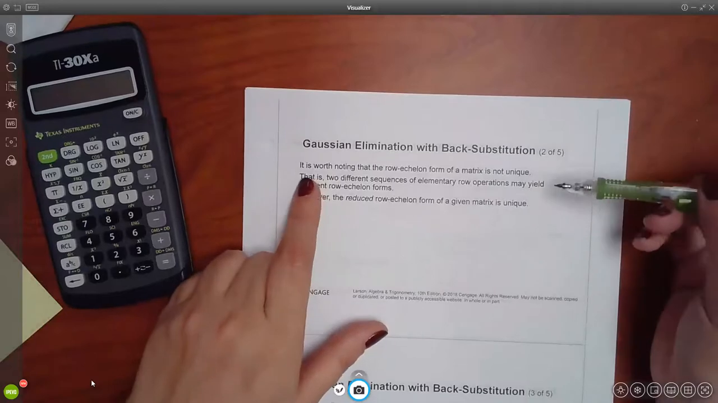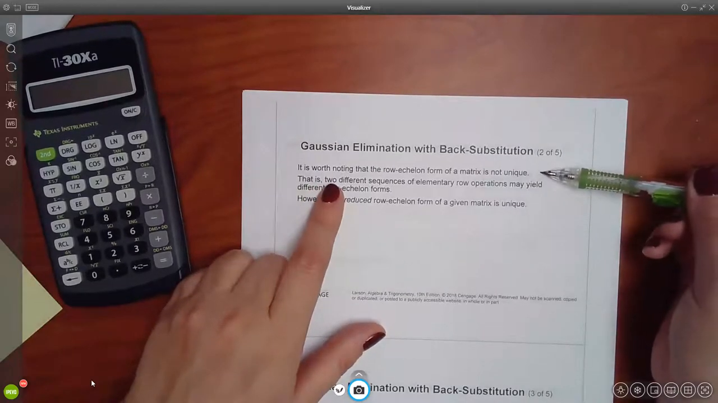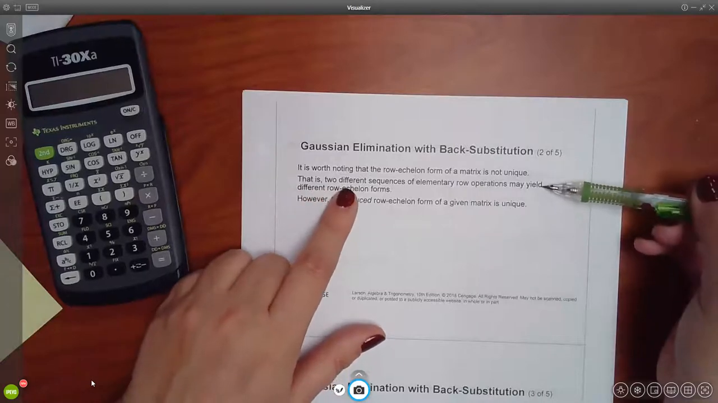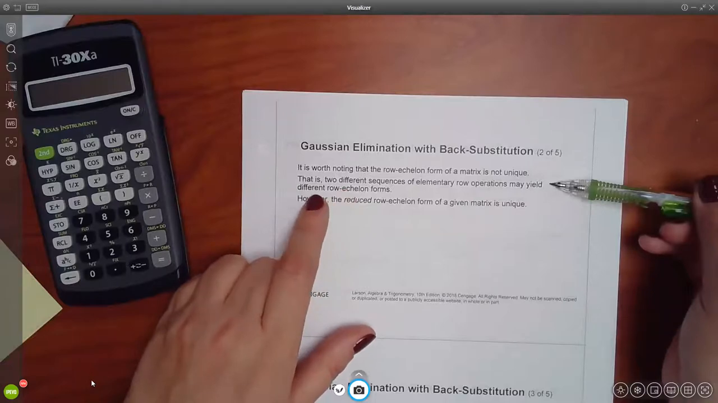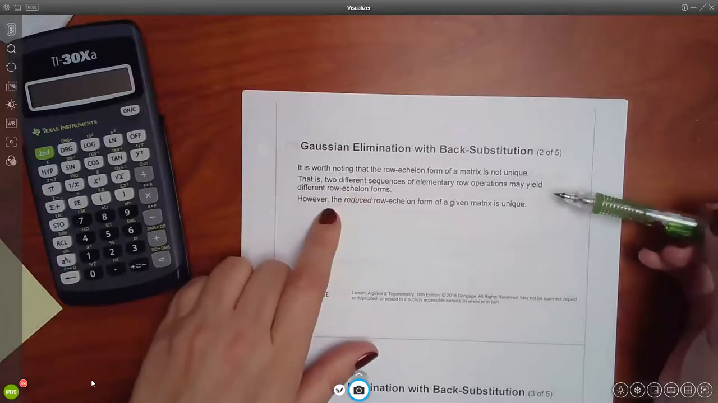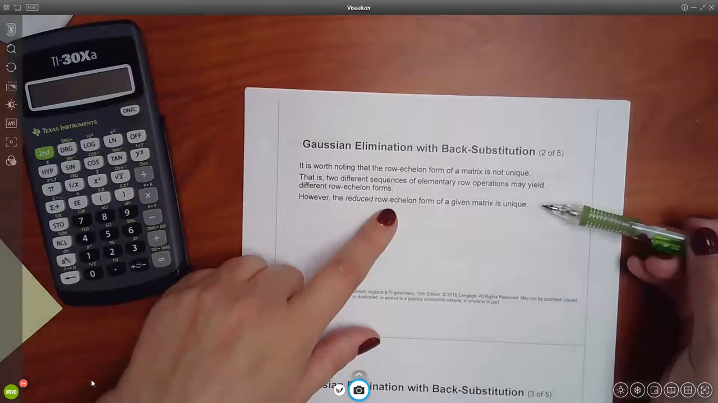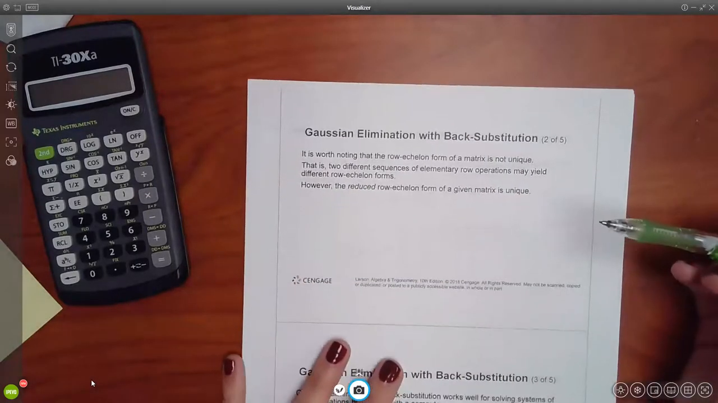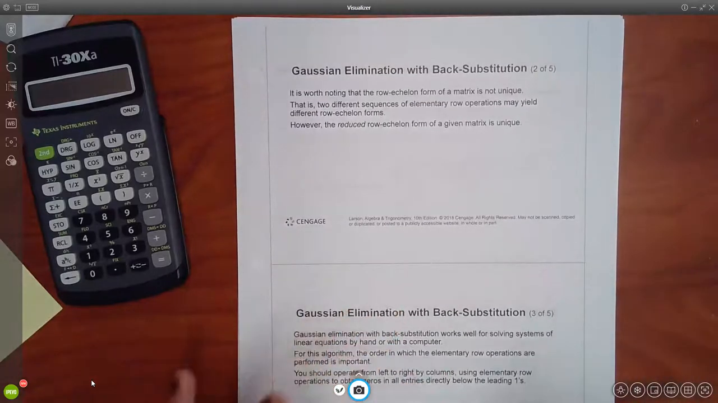It's saying it is worth noting that row echelon form of a matrix is not unique. That is, two different sequences of elementary row operations may yield different row echelon forms. However, the reduced row echelon form of a given matrix is unique, okay? Essentially, what that's telling you is that it doesn't matter if you do your operations different from my operations, we will still get the same answer, okay?